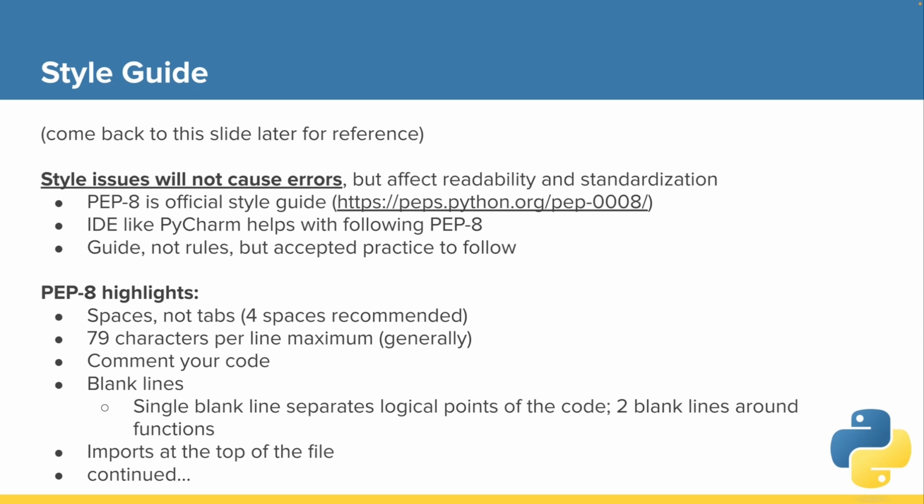Also, PEP 8 recommends 79 characters per line maximum. Again, in PyCharm, it shows you a line for the cutoff where 79 characters is, and it just helps. So IDEs really help with following PEP 8. Comment your code, that's important. PEP 8 really suggests that. There are some suggestions around blank lines and how they separate logical points of code. So instead of having every single line filled with writing, it's good to have blank lines in between where needed. And imports at the top of the file, we'll get to that later.